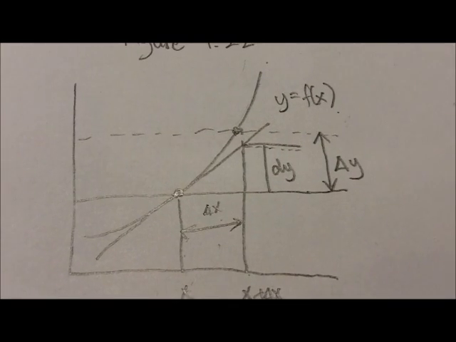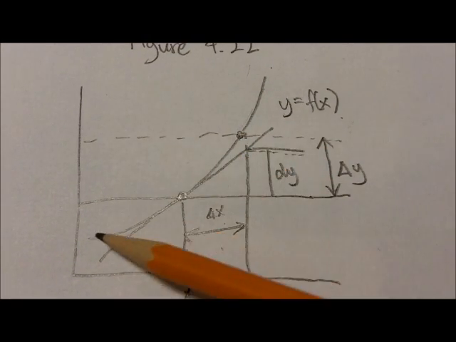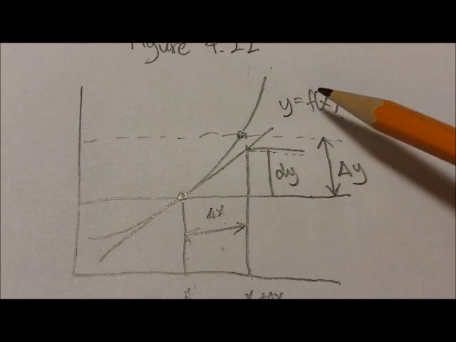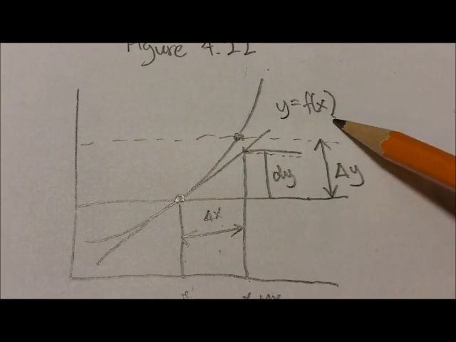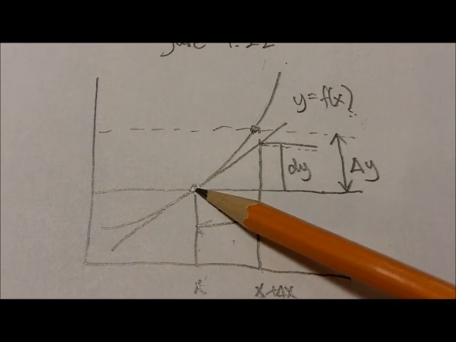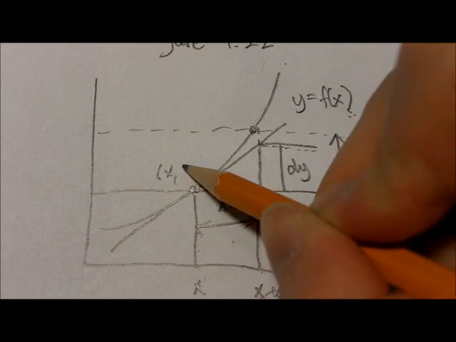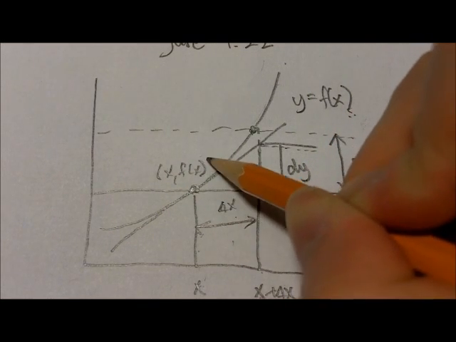Now to the curve, or figure 4.22. As you can see, this is the curve where we have y equals f(x). And if we input x here, we get this point from this function. And we call this (x, f(x)), right?